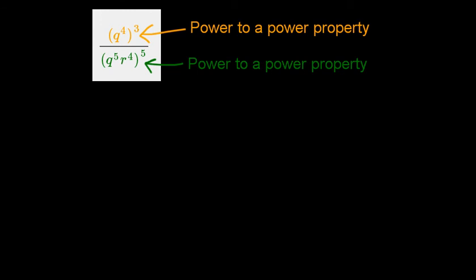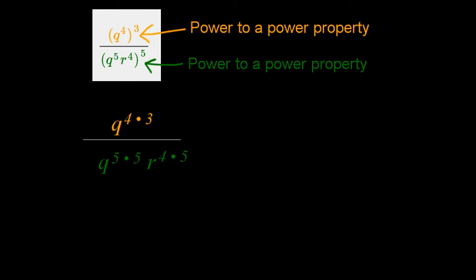So q to the fifth r to the fourth is raised to the fifth power, so we have power to a power. Q to the fourth cubed is, q to the fourth is raised to the third power, so we have a power to a power again. So using our power to a power property, we are going to multiply those exponents.